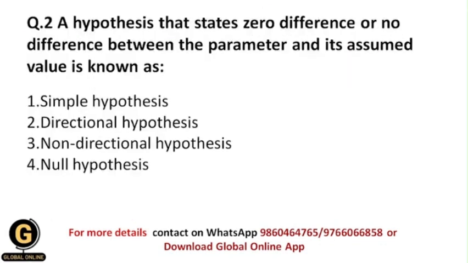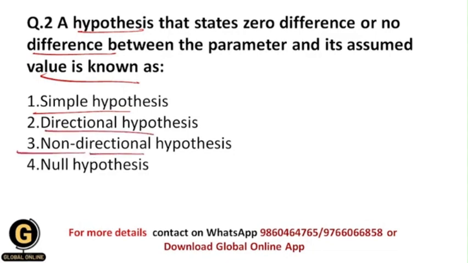Now next: a hypothesis that states zero difference or no difference between the parameter and its assumed value is known as. So whenever a hypothesis states that there is no difference or zero difference between the parameter and its assumed value, then what type of hypothesis is it? Whether it is simple hypothesis, directional hypothesis, non-directional hypothesis, or null hypothesis. Okay, so as I have told you earlier in this video only, such a kind of hypothesis is called the null hypothesis.